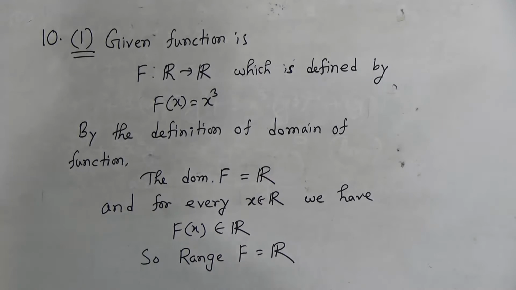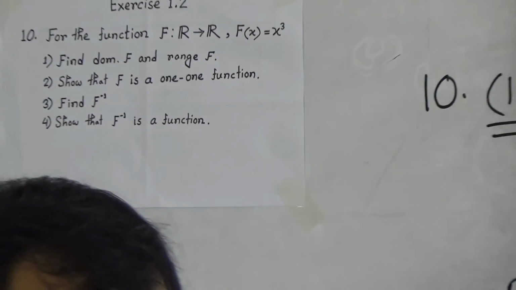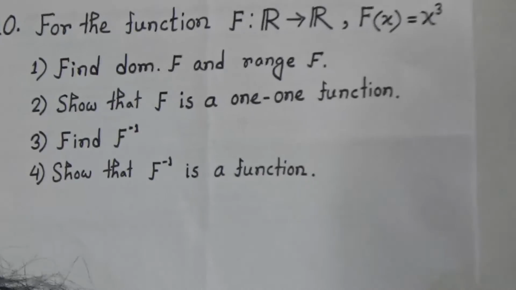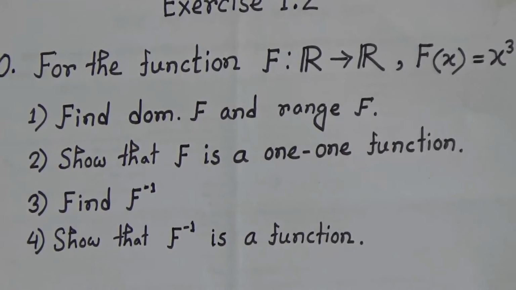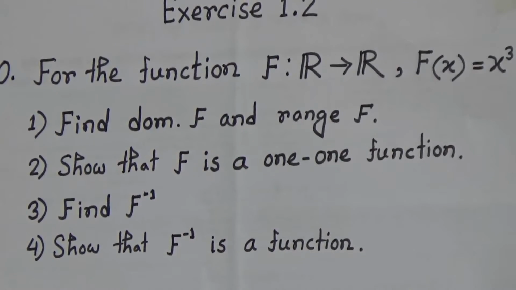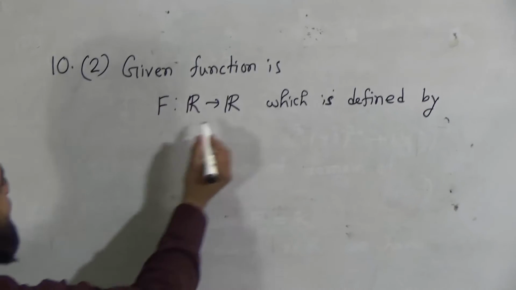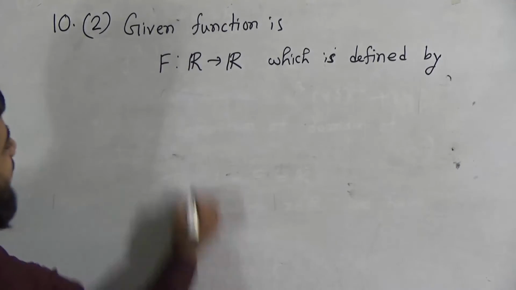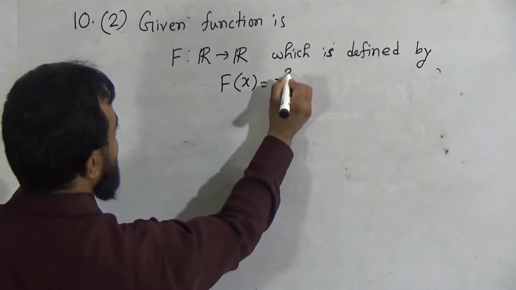Now the second question is, show that f is a 1-1 function. To show this one, I am going to erase this one, because I need to show that f of x equal to x cube is a 1-1 function. Question number 2 is, again, given function f is a real number to real number, which is defined by f of x equal to x cube.